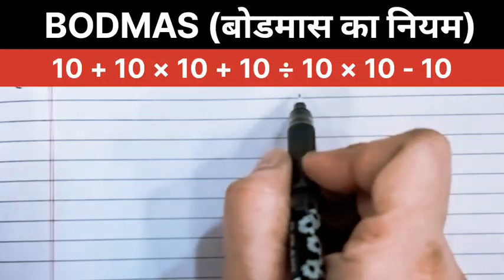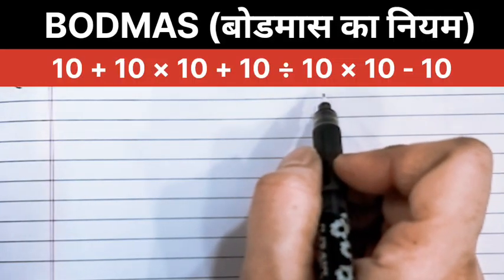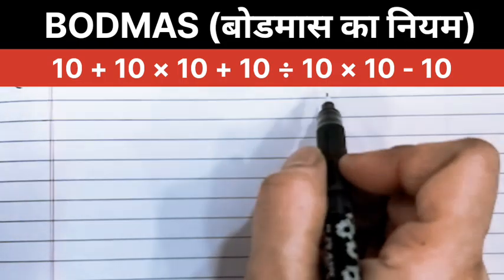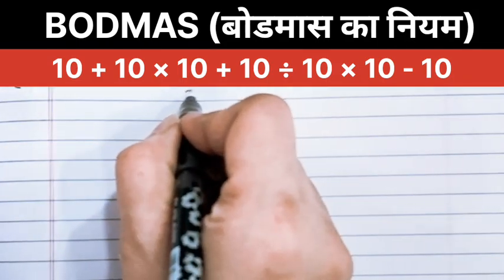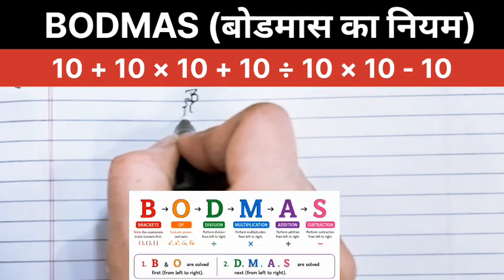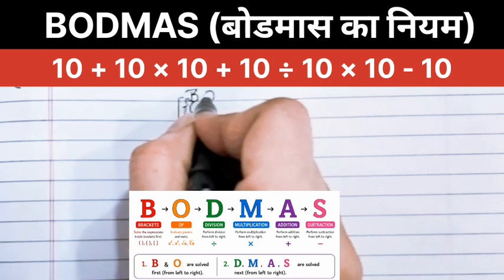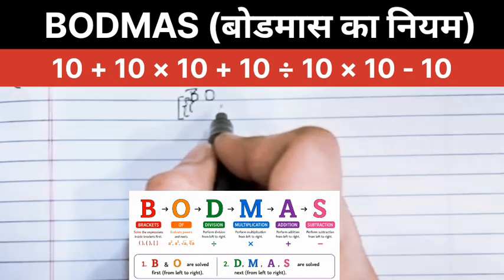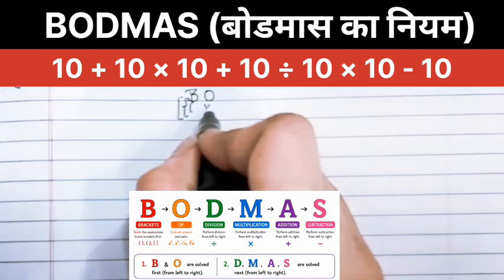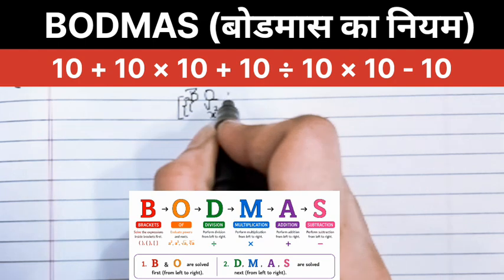Hello friends, now to solve this expression we use the BODMAS rule which dictates the order of operation. First we solve brackets: small bracket, curly bracket, then square bracket. O stands for order, we convert into multiplication and we solve the square roots and exponents.